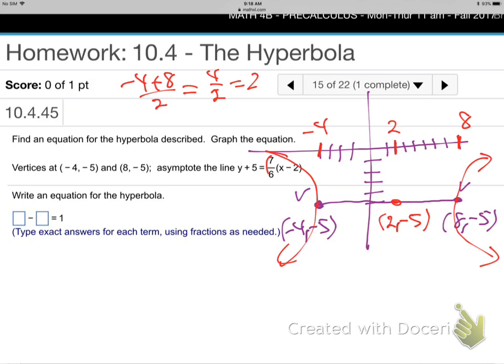So go ahead and write the general, write as much as you can. You can write everything but A and B at this point. So write out the general template, the general setup of the equation.